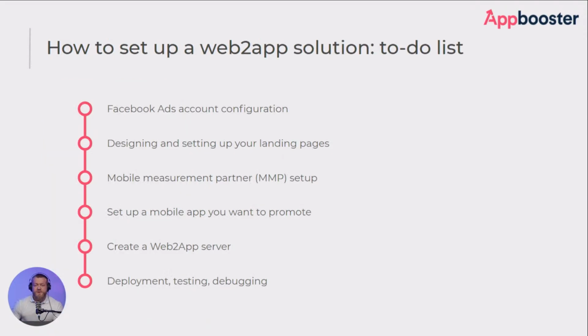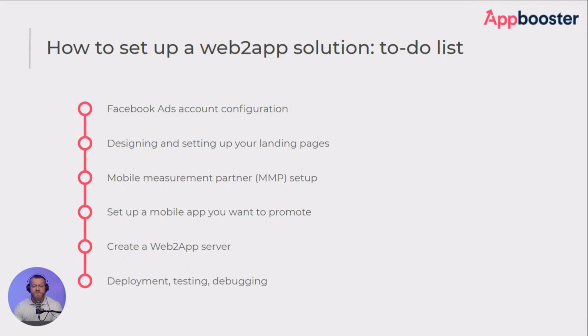As you understood, web-to-app technology involves the interaction of multiple platforms: your advertising account, a landing page, MMP for mobile attribution, your application, and a special server that processes web-to-app transactions. In this webinar, we won't be able to go over all the nuances of the settings, first because each combination of the advertising account and MMP is a new story. And there are also the specifics of the landing pages and the application itself.